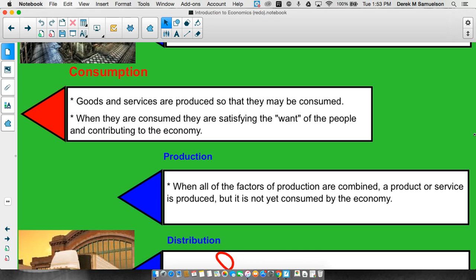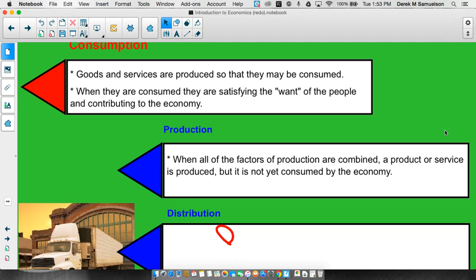All right, production. When all the factors of production are combined, a product or service is produced. But it's not necessarily consumed by the economy. Sometimes it can just sit there waiting to be consumed, as a lot of products are. They just sit on shelves at the store waiting for you to come around and buy them.